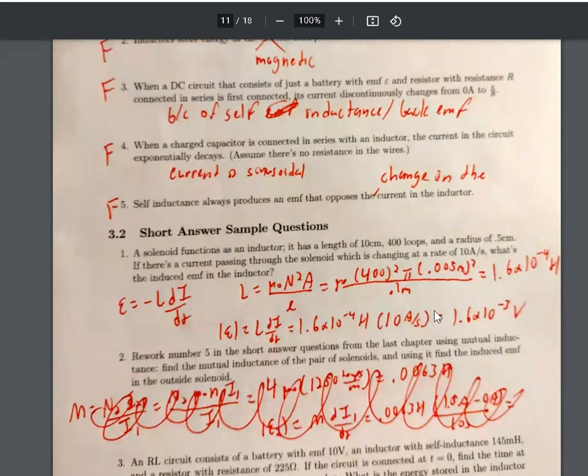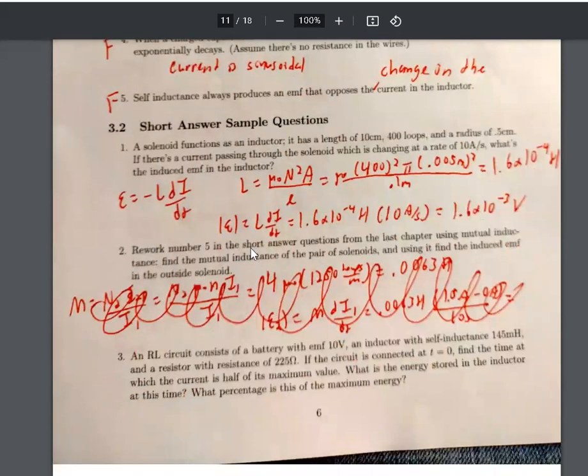All right, so the next one says to rework the problem that we worked before, where we had the 4 loops that had a solenoid inside of it, but this time working it using mutual inductance.